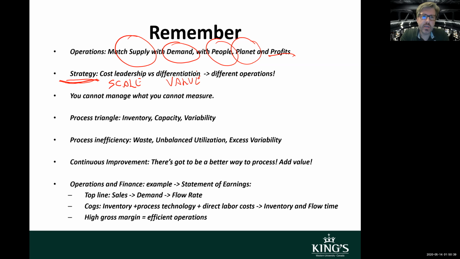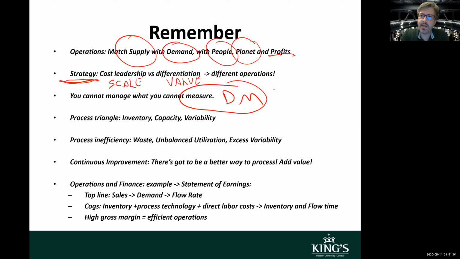Third thing is you cannot manage what you cannot measure. So measurement is an integral part of decision making. That is very important. Decision making and measurement are tied together. You need good metrics, you need good performance indicators to be able to make sound decisions, particularly in operations management.